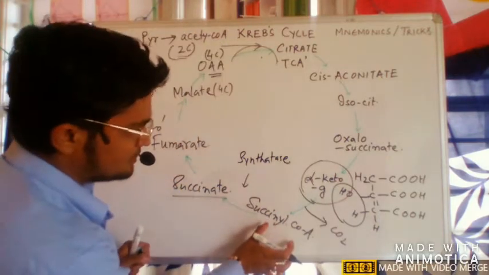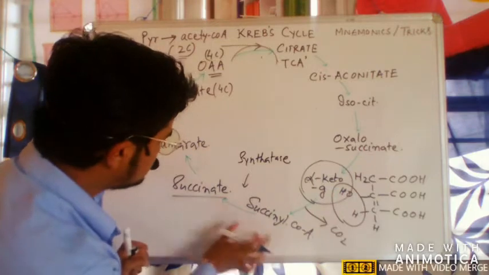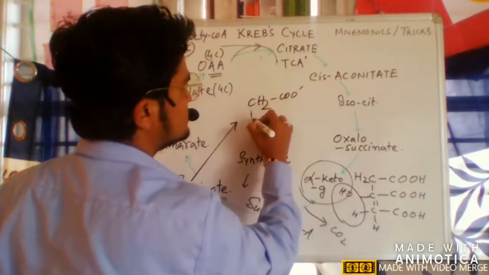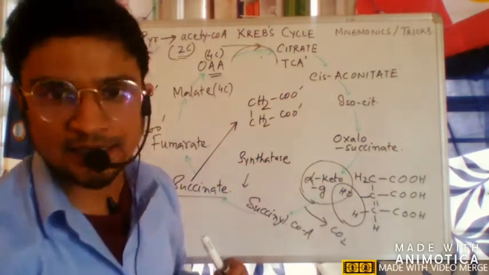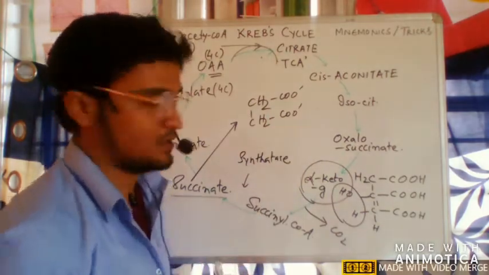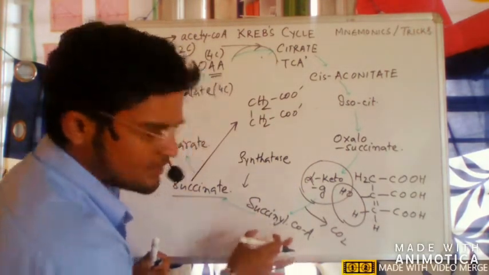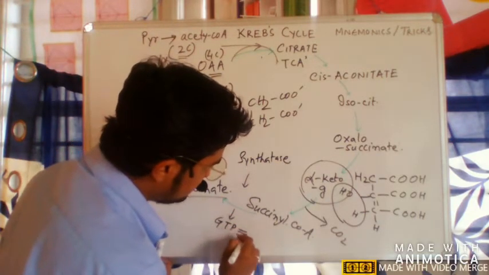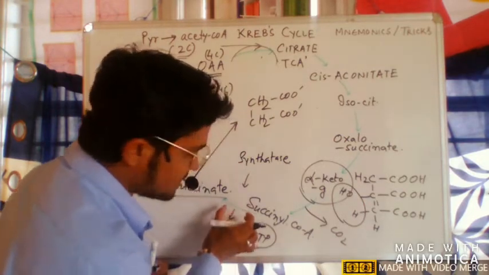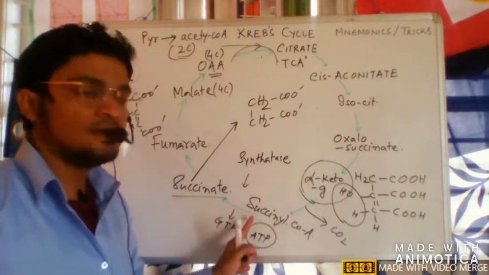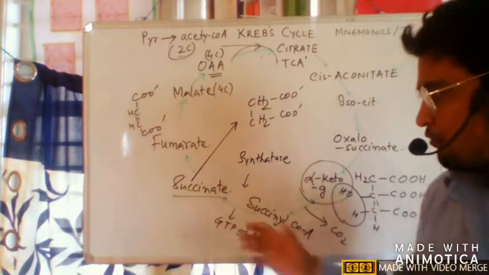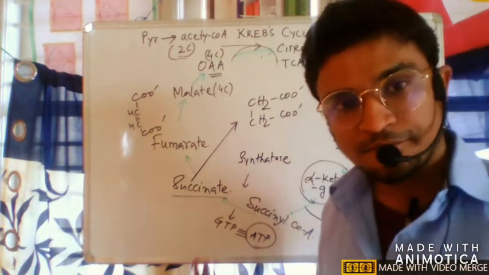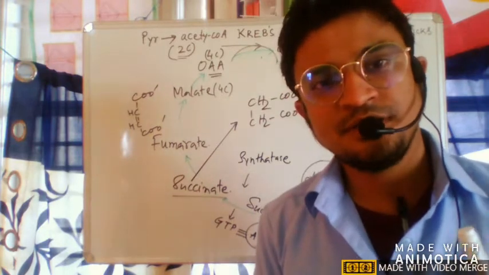The synthetase enzyme is associated with the conversion of succinyl-CoA to succinate. What is succinate? Succinate is CH2COO minus, CH2COO minus. If you say succinic acid, it will be CH2COOH, CH2COOH. So in succinyl-CoA, the coenzyme A group is removed. In between, there is production of 1 GTP, and that 1 GTP is equivalent to 1 ATP. So we have to remember this step between succinyl-CoA and succinate, where ATP is produced, equivalent to the GTP. This step is called substrate level phosphorylation. Phosphorylation means the production of ATP.